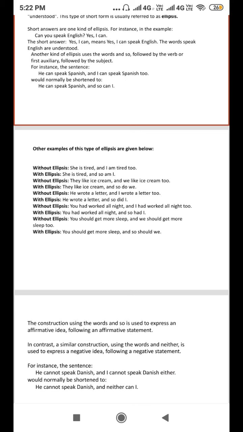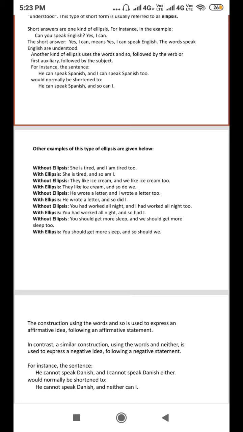Another kind of ellipsis uses the words and so, followed by the verb or first auxiliary followed by the subject. For example, the sentence, he can speak Spanish and I can speak Spanish too, would normally be shortened to, with ellipsis, he can speak Spanish and so can I. You can see how they are changed. He can speak Spanish and so can I.